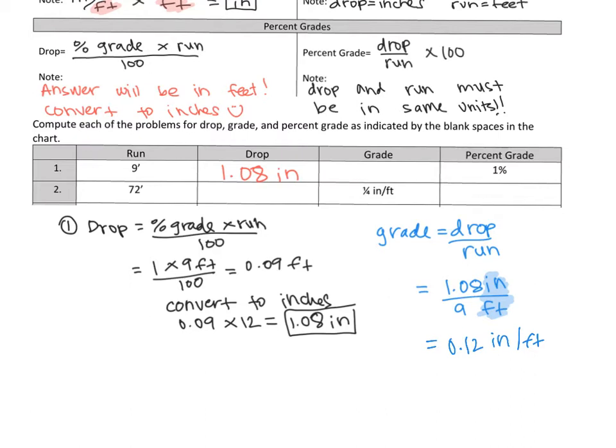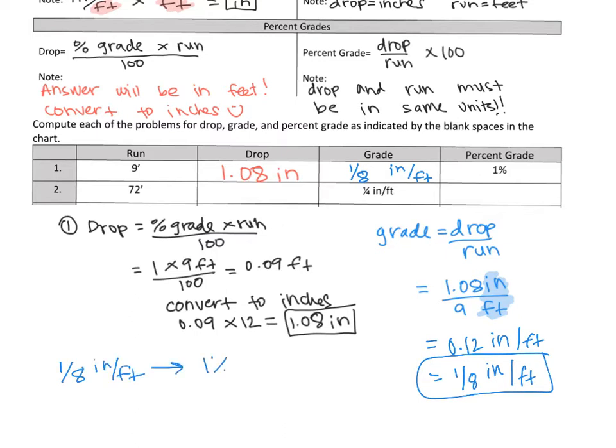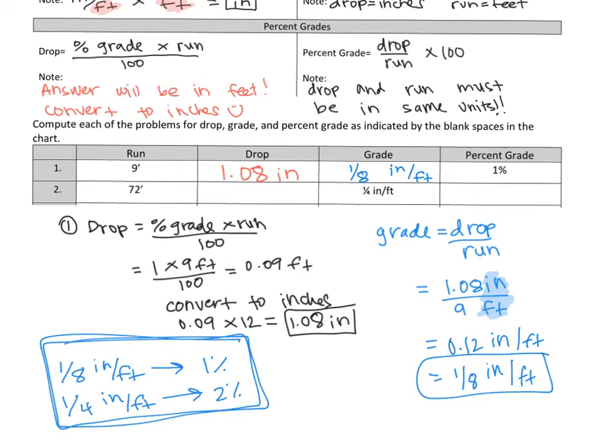And then you technically in your calculator can hit convert inch and it will tell you what that is as a fraction. Or you can look in the back of your book at that first table. 0.12 converts to be 1/8 inch per foot. So our grade is 1/8 inch per foot. And this is actually pretty helpful to know. 1/8 inch per foot correlates to be 1%. 1/4 inch per foot correlates to be a 2% grade. So these might be something that are nice to just memorize and remember.